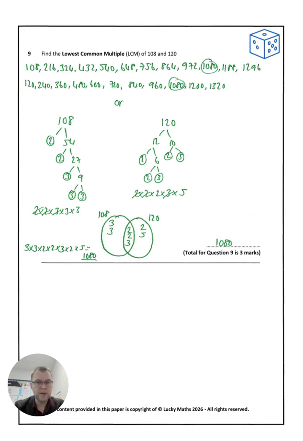Lowest common multiple, first students should probably just write out 2 lists here. Take your time and find the first number that's in both, 1,080. Venn diagrams are of course a good alternative method, just requires a little bit more understanding, I would say.